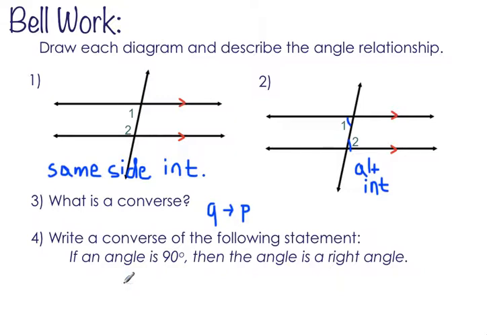I'm not going to write it down. It's just kind of difficult to write with the mouse pad here. So bear with me. I'll say that one more time for you. You should have written down for your converse, if an angle is a right angle, then the angle is 90 degrees. And that is true.